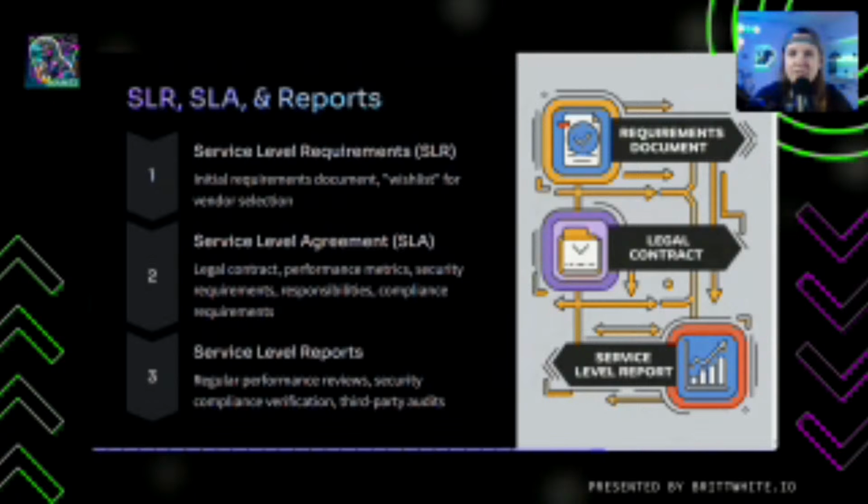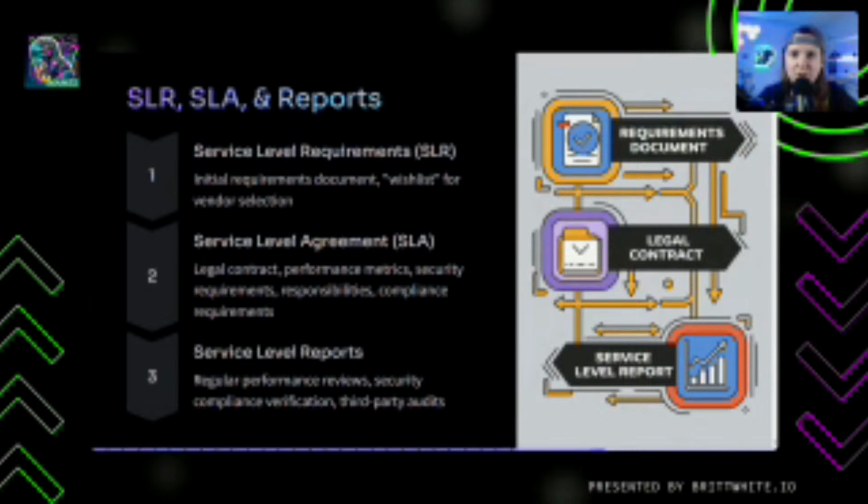Finally, service level reports are your regular checkups. These are usually monthly or quarterly. These reports show how well the vendor is meeting their promises. They're especially important for security because they prove whether the vendor is actually protecting your data as promised. Many organizations also require third-party security audits, like a SOC 2 Type 2 report, to verify vendor security independently.